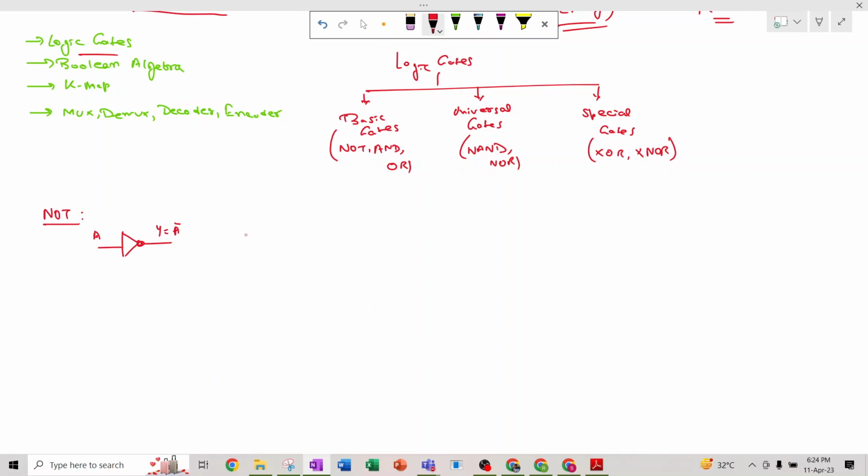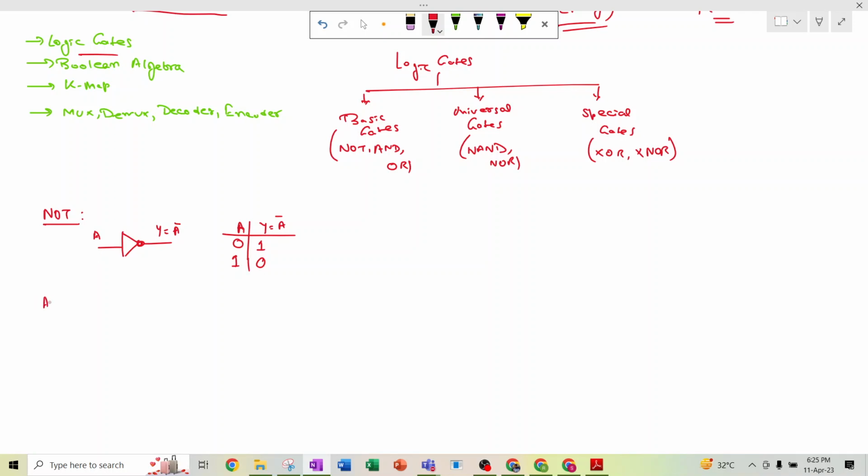If we draw the truth table for A and Y equal to A bar, there are actually two possible inputs for A. One is 0, another is 1. If the input is 0, the output will be the complement of 0, which is 1, and here it will be the complement of 1, which is 0. So this is the basic truth table of the NOT gate.